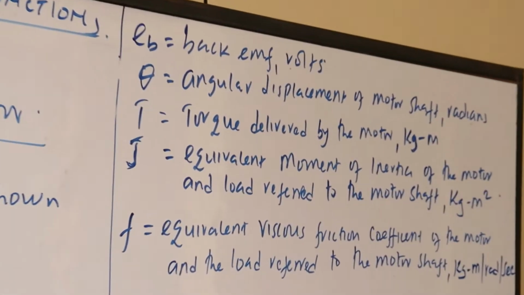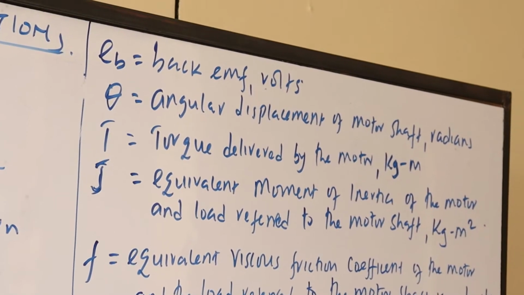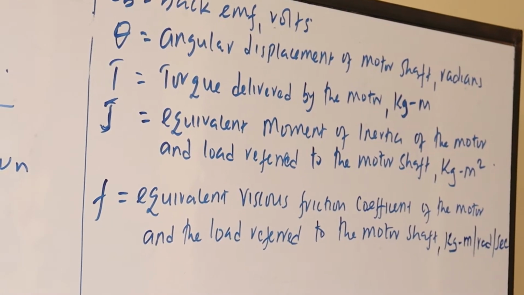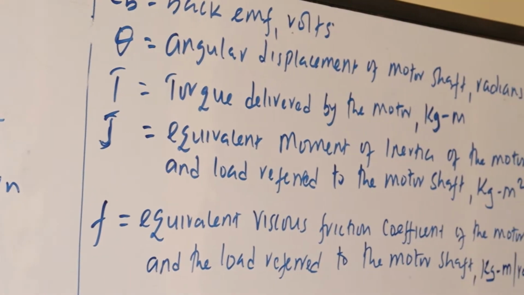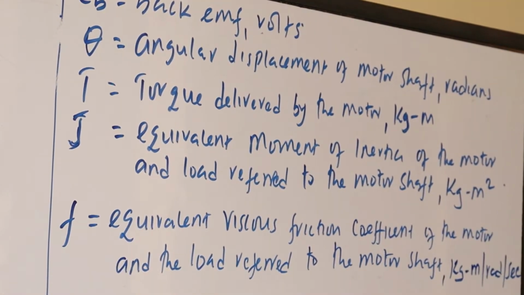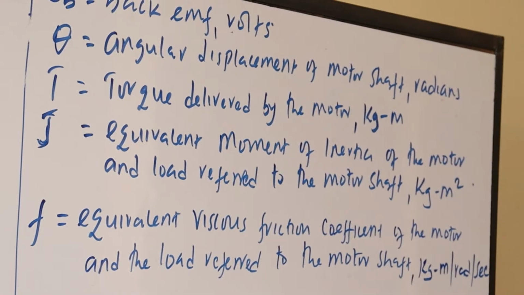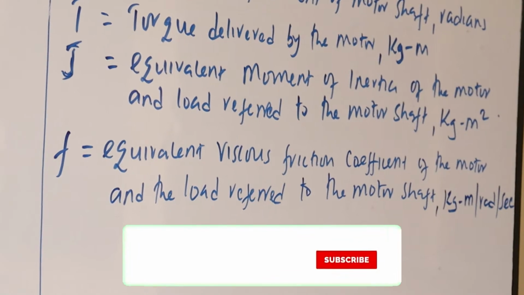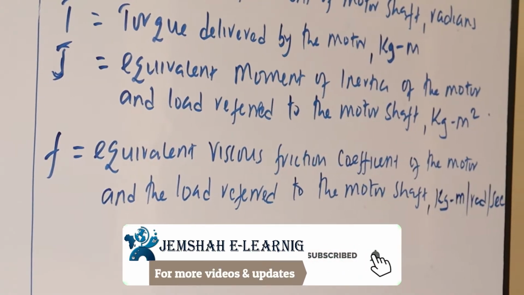Theta is the angular displacement of the motor shaft in radians. T is the torque delivered by the motor in kg-m. J is the equivalent moment of inertia of the motor and the load referred to the motor shaft, in kg-m squared. Then we have the equivalent viscous friction coefficient of the motor and the load referred to the shaft, in kg-m per rad per second.